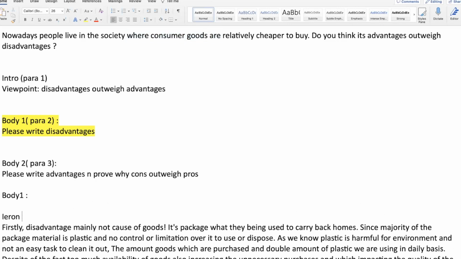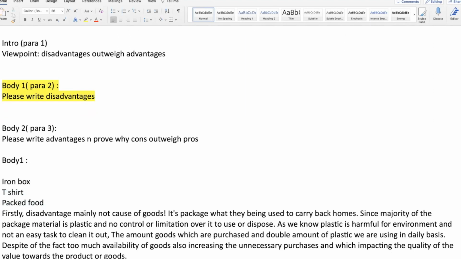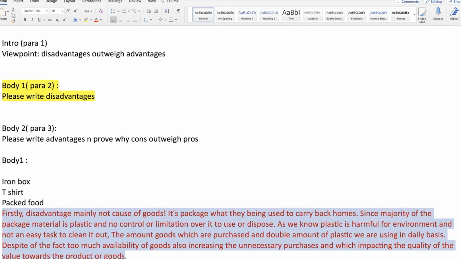Let's say you want to buy an iron box. You want to buy a T-shirt. You want to buy packed food. You have to write about this. Getting it? You have written about plastic. This is entirely wrong. This is task response. It will be wrong, right? Task response will be wrong. Getting it now, Arjun? This is not the question.